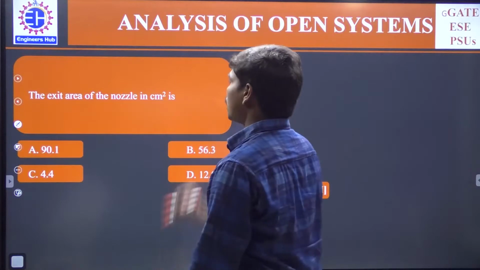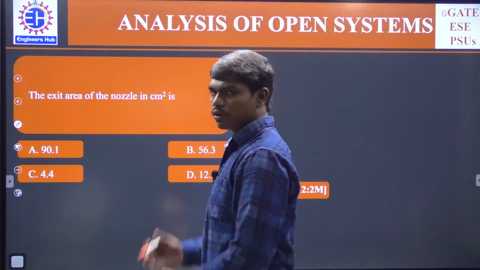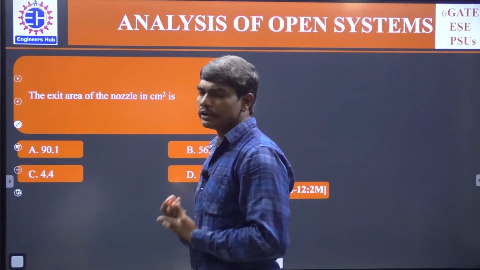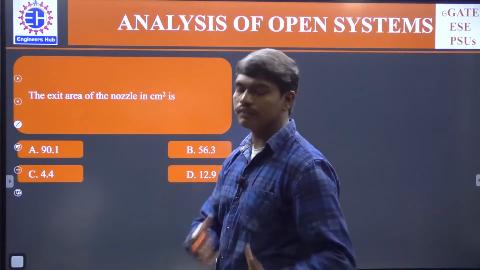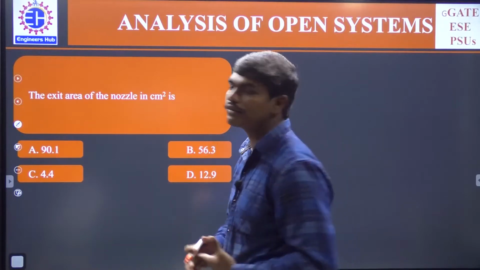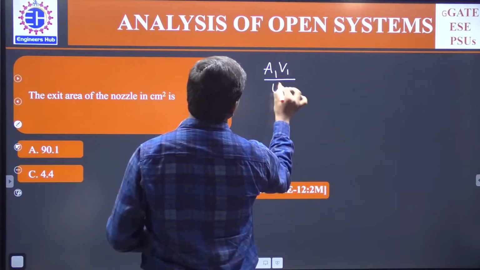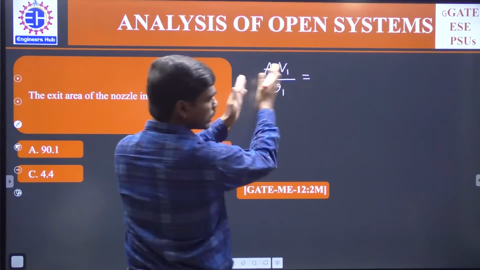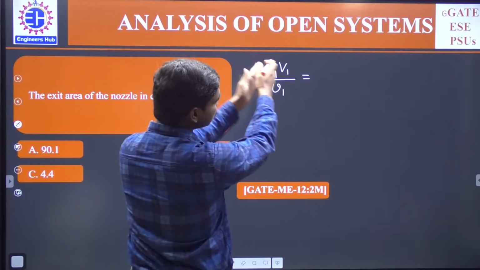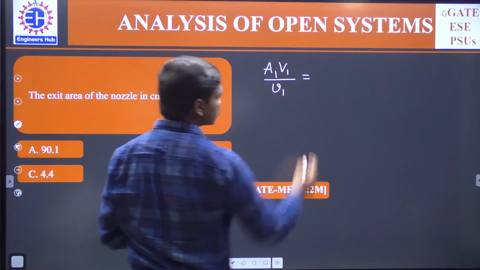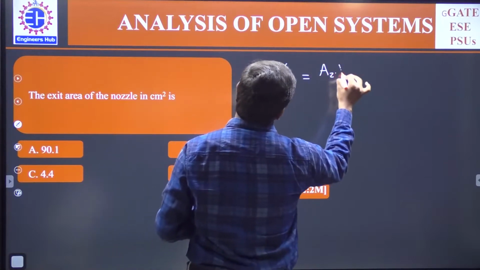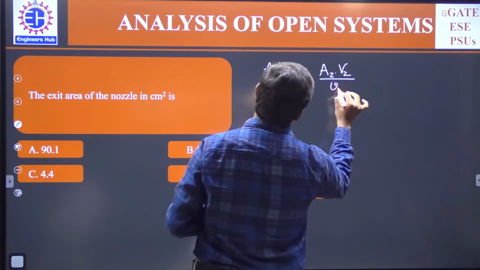The exit area of the nozzle in centimeter square. You know, nozzles satisfy the continuity equation. Any device in which mass is flowing should satisfy the continuity equation. So ρ1 A1 V1 equals ρ2 A2 V2. The density which is in the numerator, I am writing as specific volume in the denominator, so things don't change much: A1 V1 divided by v1 equals A2 V2 divided by v2.